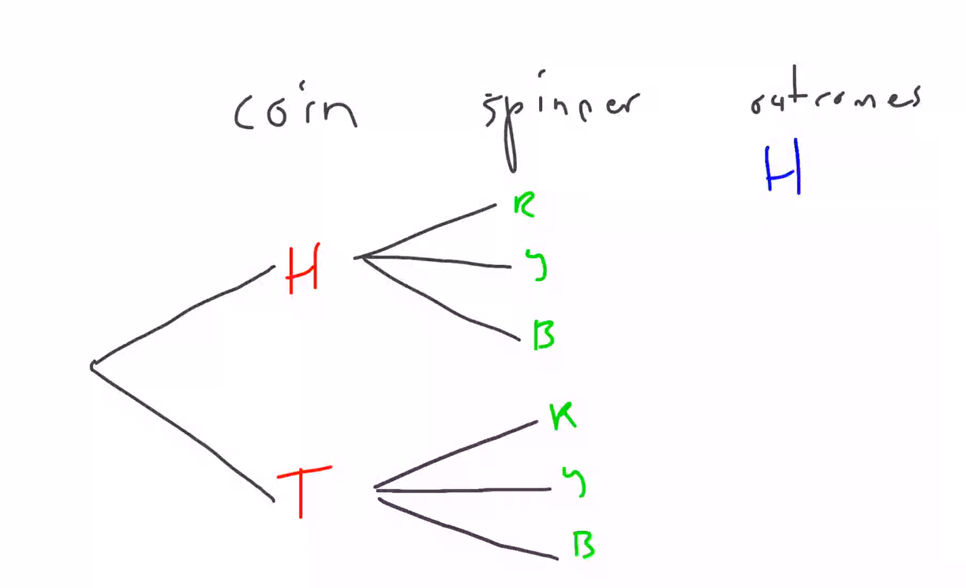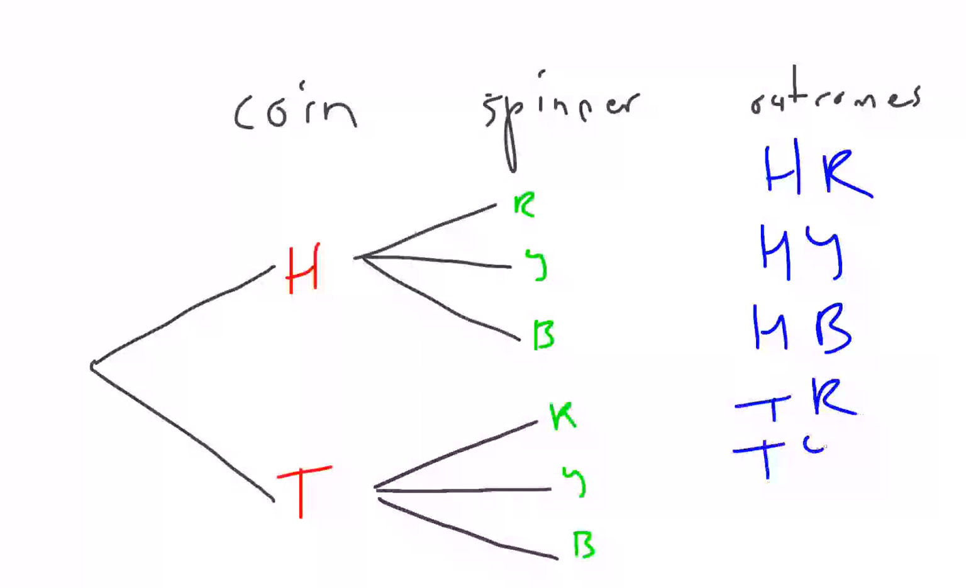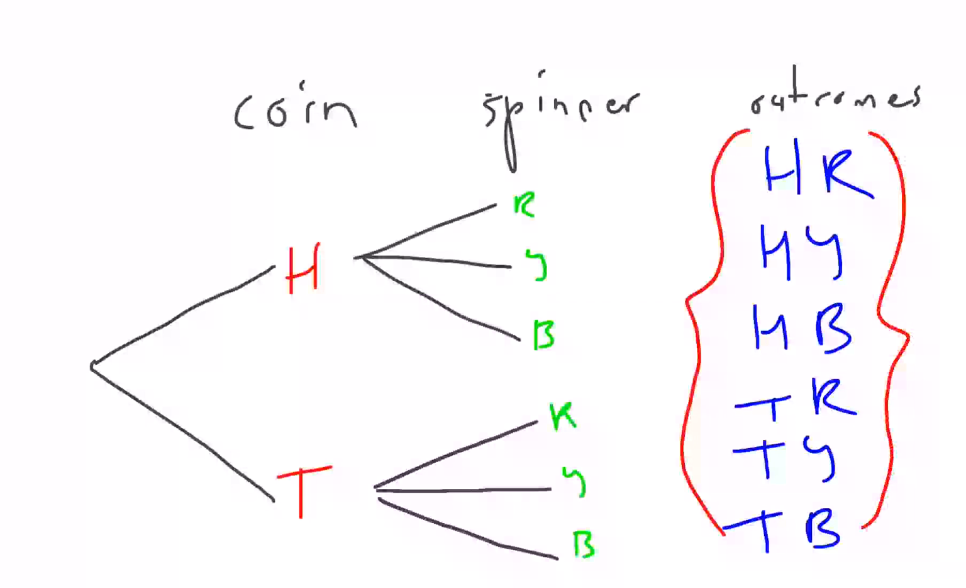I could get heads and red, heads and yellow, heads and blue, tails and red, tails and yellow, tails and blue. And if they asked for the sample space, that's the sample space because it's all the possible outcomes. You can see that each one of these gives us an outcome, so this tells us that I've got 6 different outcomes. I've drawn a tree diagram and listed the possible outcomes.